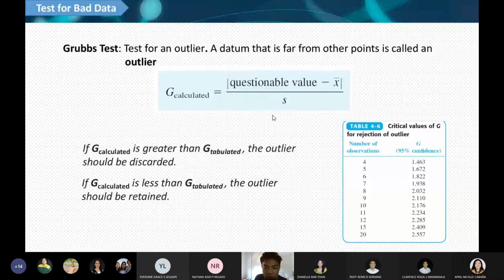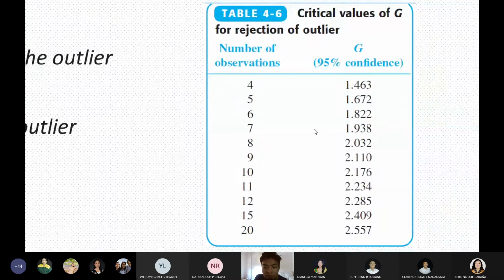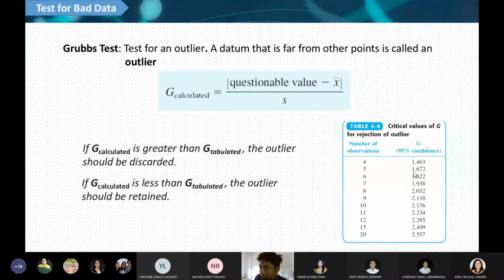So kung ano yung makalculate na G value, you're going to compare it with the tabulated G value. Okay? So the tabulated G value will help us decide whether we can reject the outlier or accept it. Ibig sabihin, pwede natin to gamitin to see kung tatanggalin natin yung suspected value mo, or we could retain it and hindi siya outlier. Compare your G calculated with the G tabulated here, itong nasa table. If your G calculated is greater than the tabulated, that means lagpas na siya sa threshold, then the outlier is confirmed. Confirmed na outlier siya and it should be discarded. You have to remove that data point.